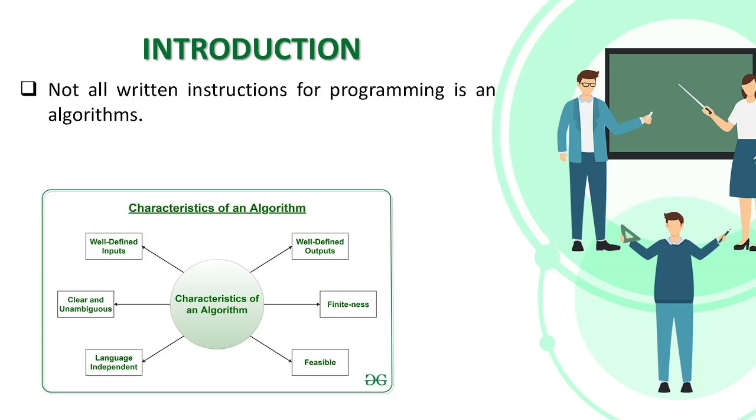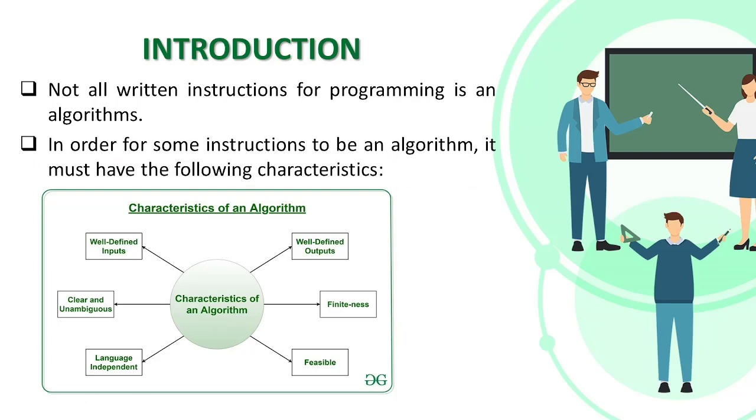Now we should note that not all written instructions for programming is an algorithm. Very important to note. And in order for some instruction to be an algorithm, it must have the following characteristics. So the characteristics are listed: well-defined input, clear and unambiguous, it should be language independent, it should be feasible, it should be finite, and there should be well-defined output. So these 6, in summary, are the major characteristics of an algorithm.